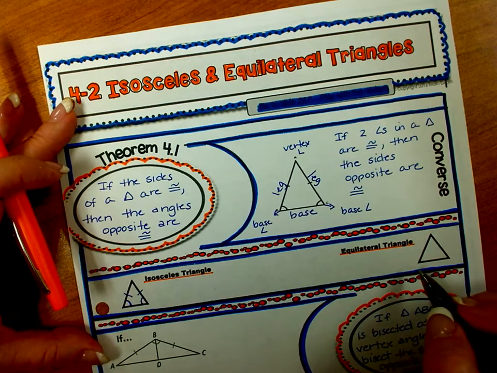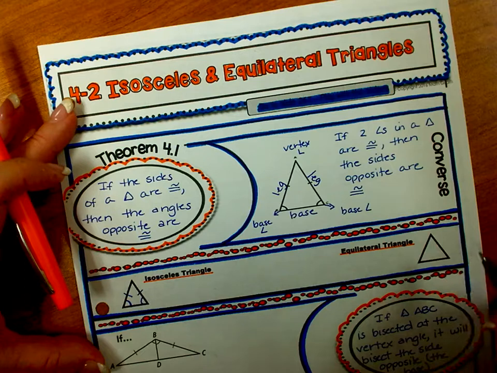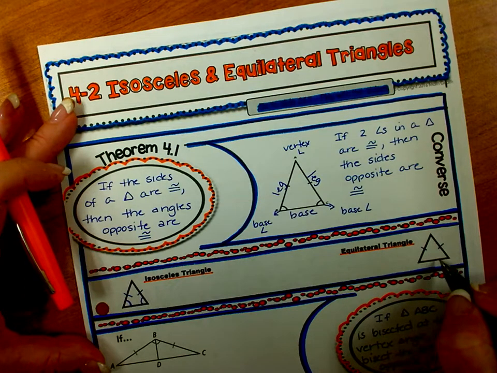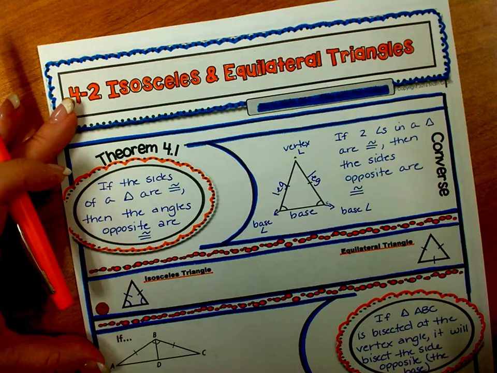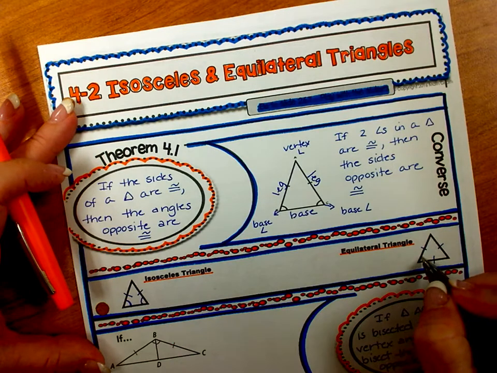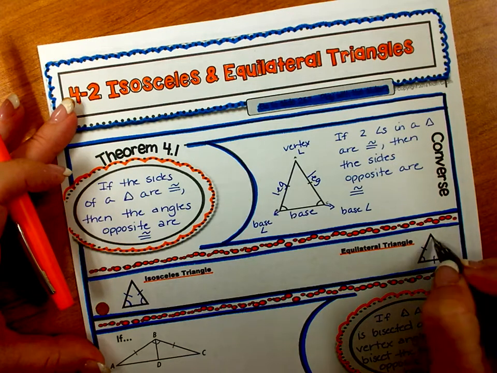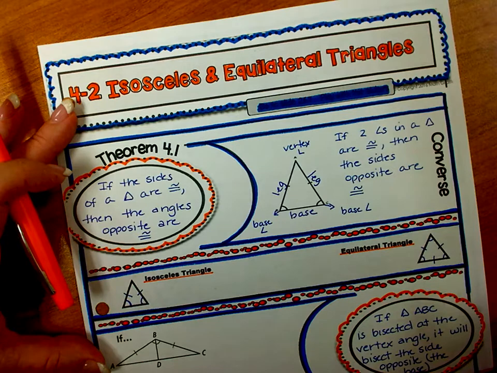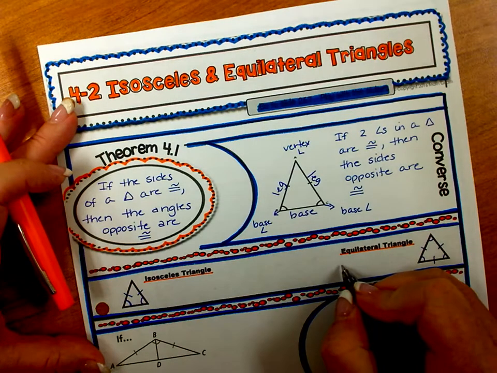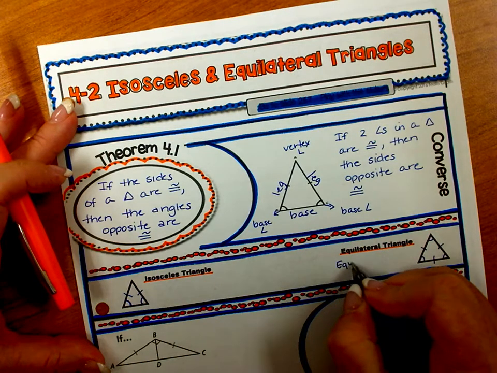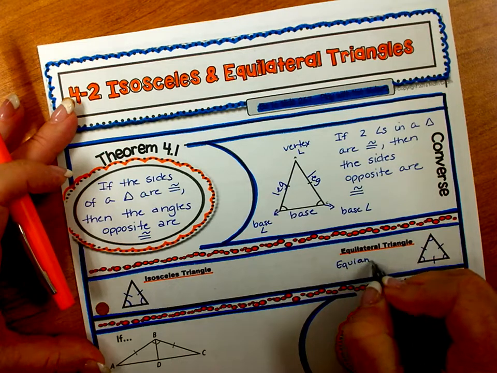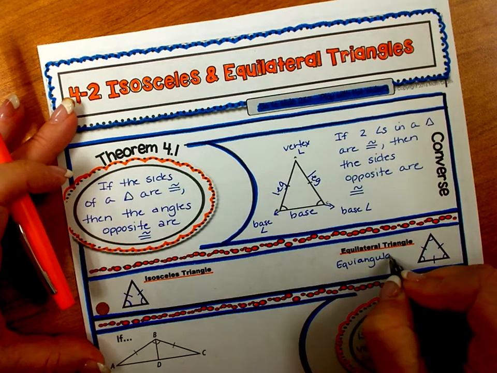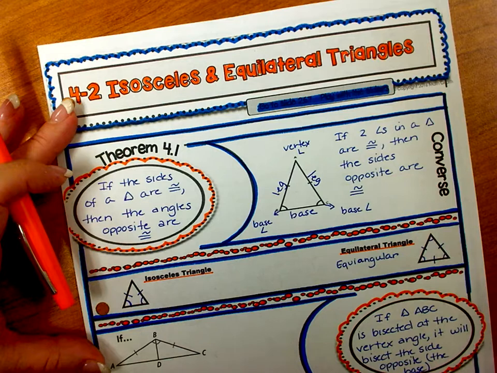And then we have an equilateral triangle. An equilateral triangle has three sides that are congruent, and based on the converse, we know that if the three sides are congruent, then so are the three angles. And if the three angles are congruent, then we call it equiangular. And an equilateral triangle is always going to be equiangular, and an equiangular triangle is always going to be equilateral.